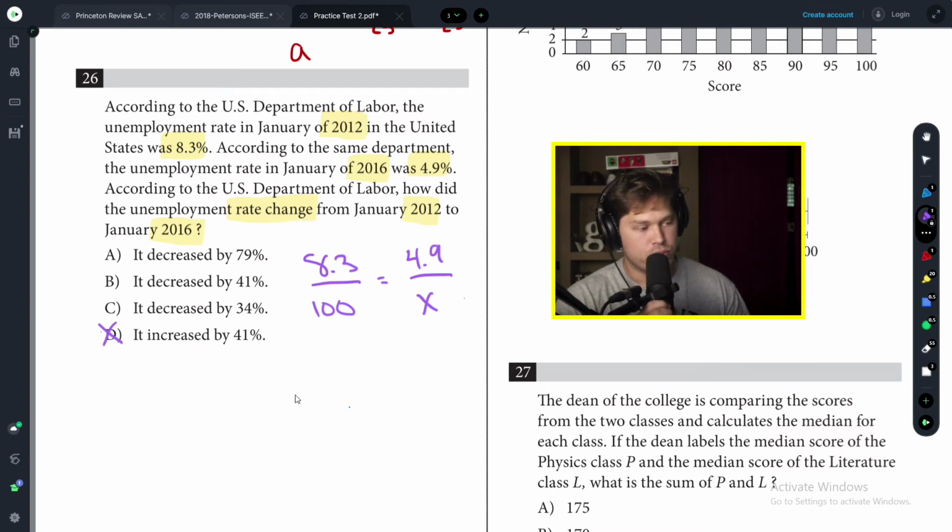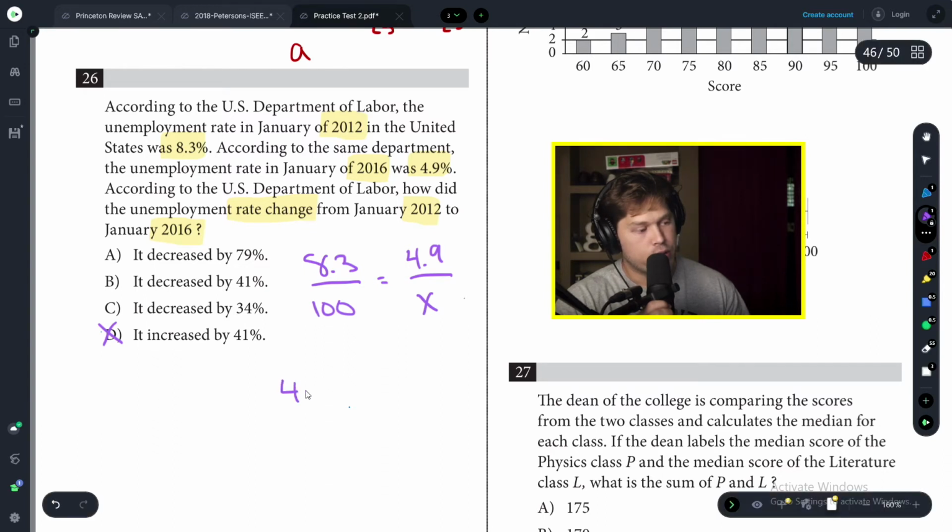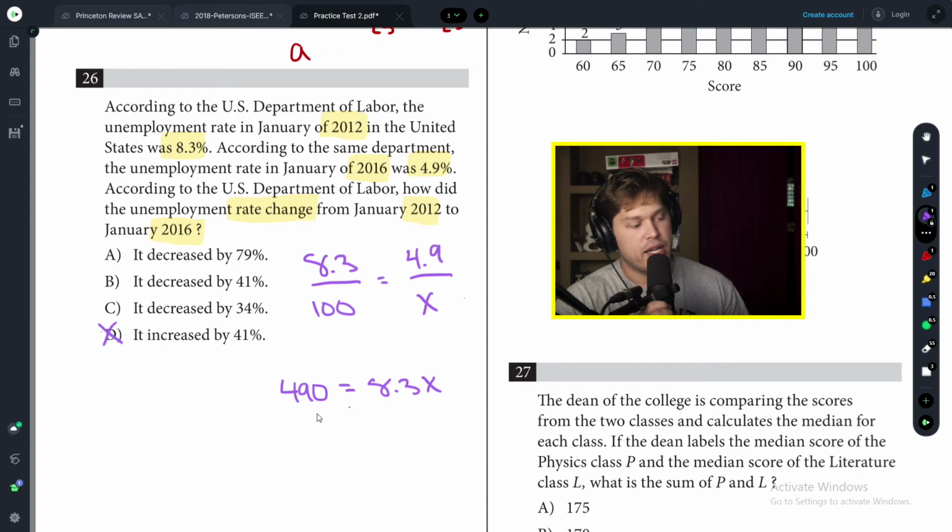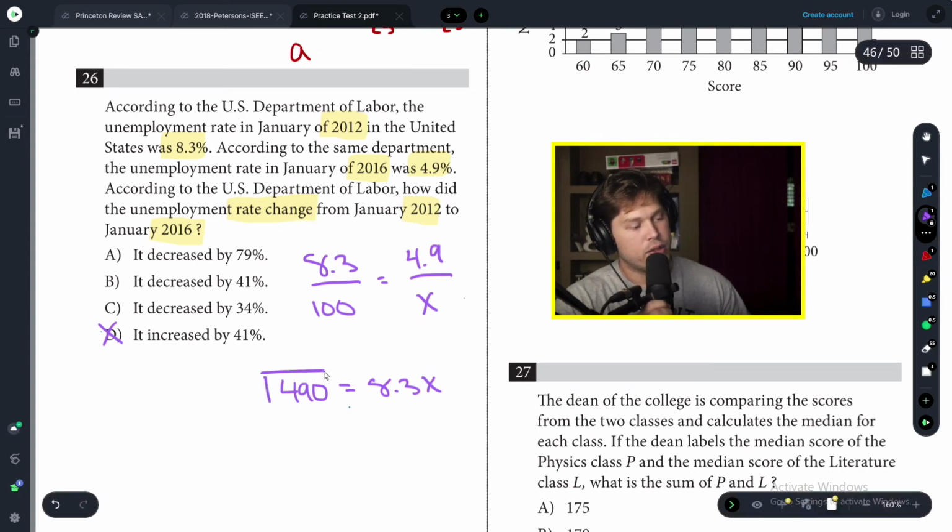Next, let's just cross multiply and solve. 4.9 times 100 is, of course, 490, and that will equal 8.3x. And then we can just divide by 8.3. Again, this is the calculator section. However, you can do this by hand. So let's do it by hand and see what we get. So we can move our decimal over one place and add a 0.